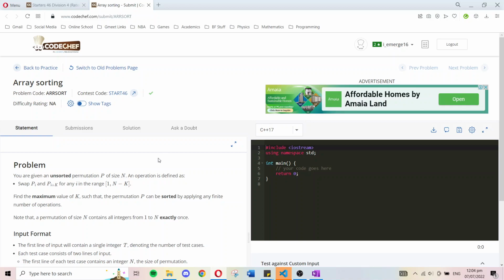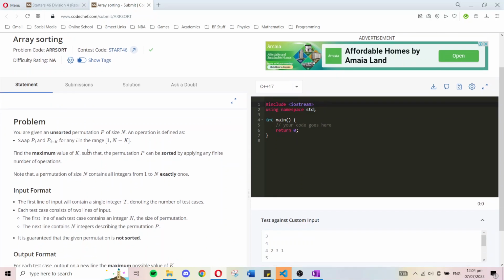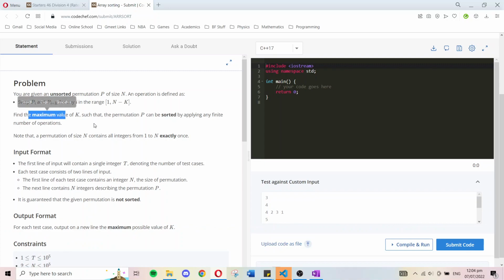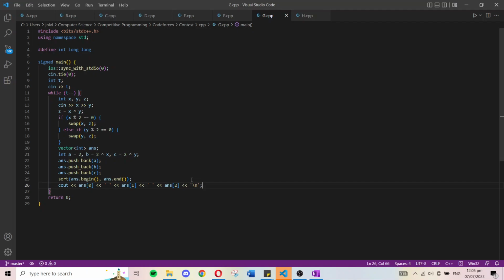Okay, so you are given an unsorted permutation P of size n, and an operation is defined as swapping two elements that are k apart, basically. Find the maximum value of k such that permutation P can be sorted by applying any finite number of operations. And a permutation is a permutation of integers from 1 to n appearing exactly once. Okay, so how do we do this?